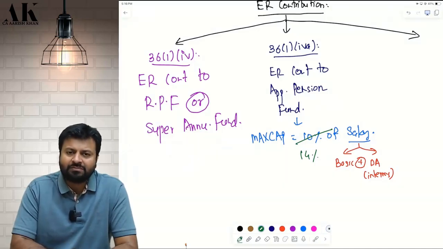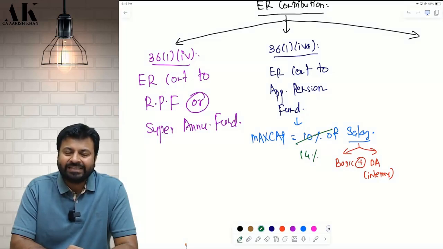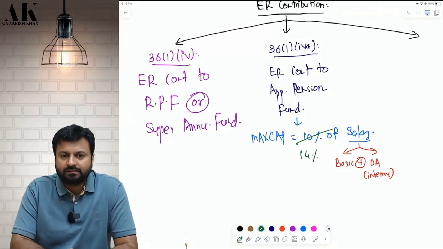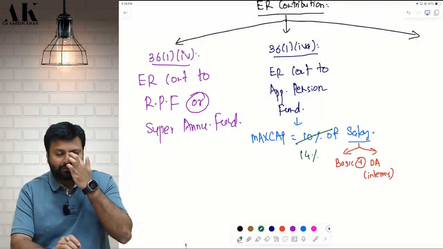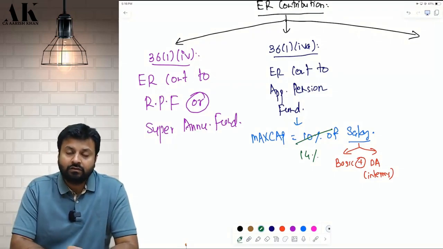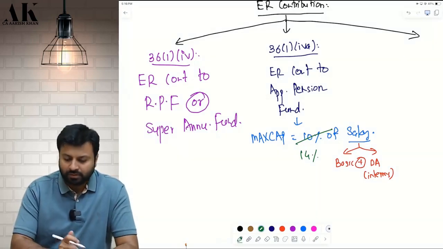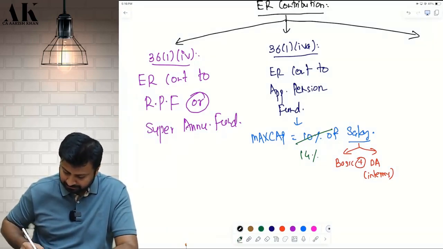Is everyone clear with this? Please tell me. Suppose the salary is 10 lakhs, and I am contributing 2 lakh rupees. How much deduction will I get? Only 1 lakh 40. 60,000 will be disallowed. Is it clear to all of you? So this cap has been increased by Finance Act 2024. So this becomes more important for the exam now.